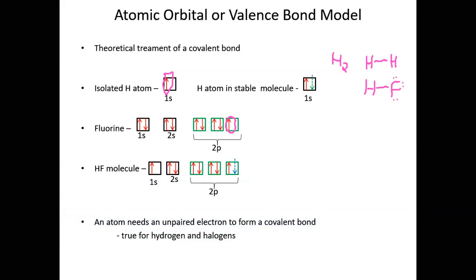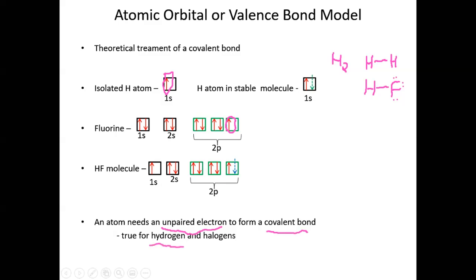So in general, an atom needs an unpaired electron to form a covalent bond according to this model. According to the valence bond model or atomic orbital model, you need at least one unpaired electron to form a bond. And so this is true for hydrogens and halogens. Each one of those has one lone electron, so it can form one bond with another atom.